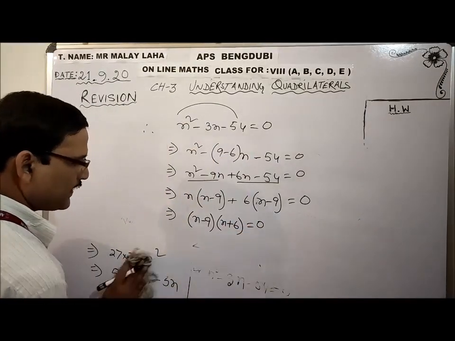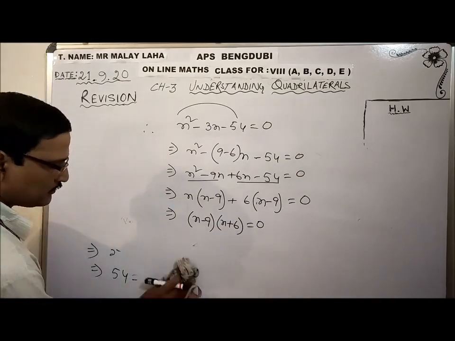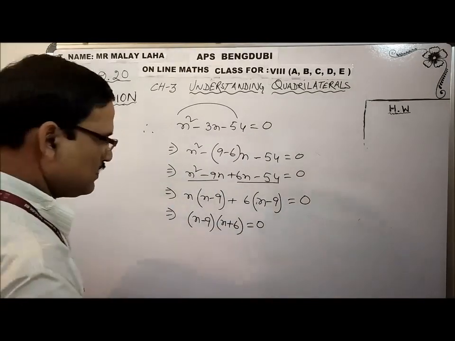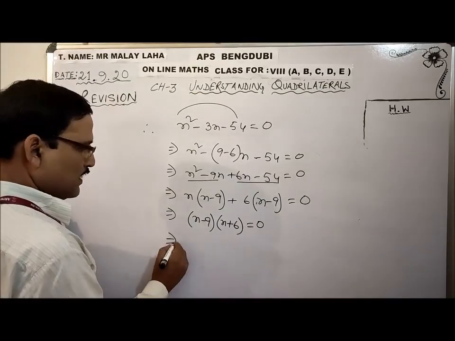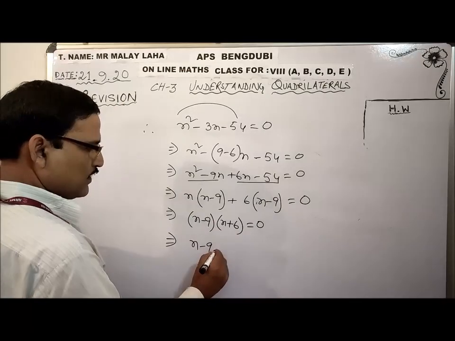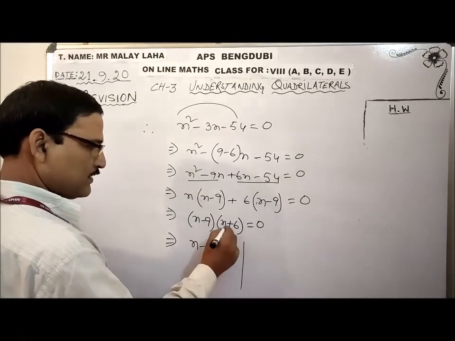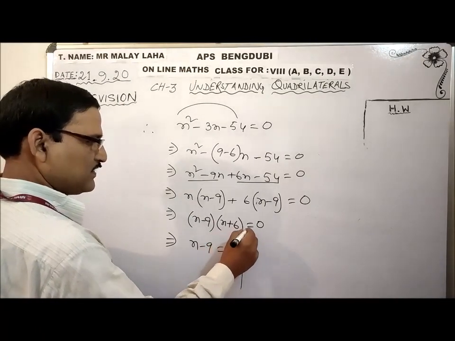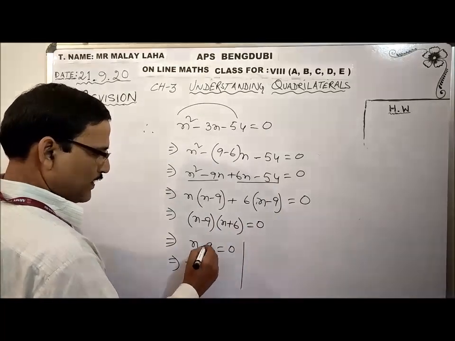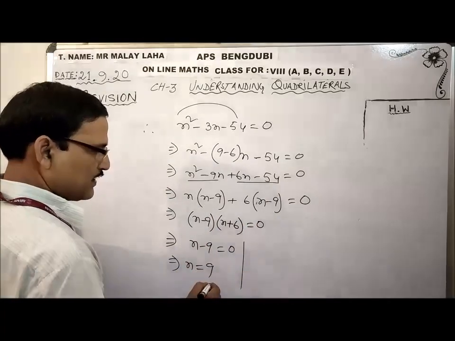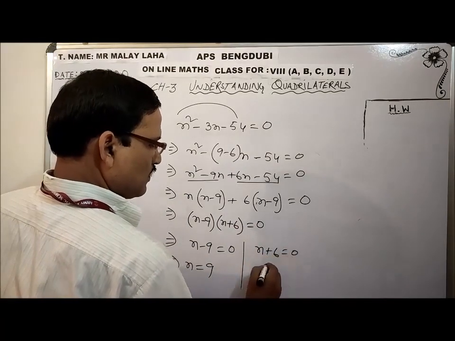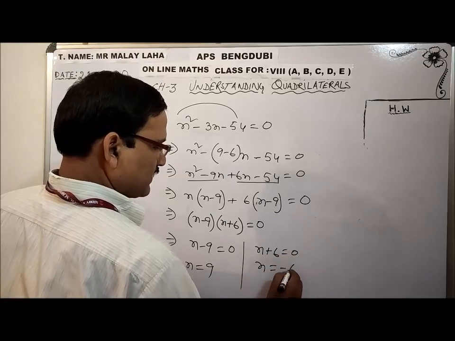So I can say, this is not your level. You will come to know afterward. So n minus 9 equals 0, and n plus 6 equals 0. Or n equals, if I shift this number here, 9. Here n plus 6 equals 0, or n equals minus 6.